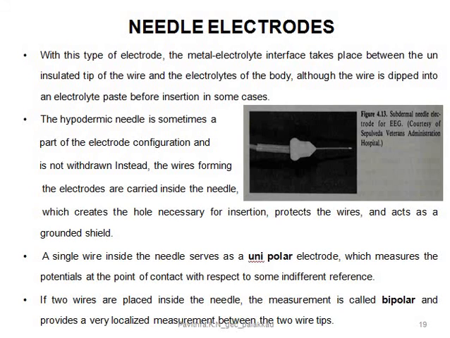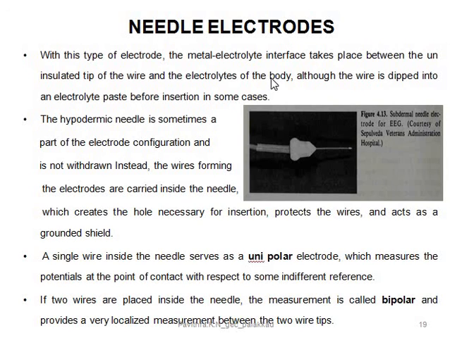Okay, so these needle electrodes just penetrate the skin of the head, that is the scalp, and they are generally inserted through a small section of the skin just beneath the surface and kept parallel to it. With this type of electrode, a metal electrode interface takes place between the uninsulated tip of the wire, that is this portion, and the electrolytes of the body. Electrolytes of the body are the body fluids.